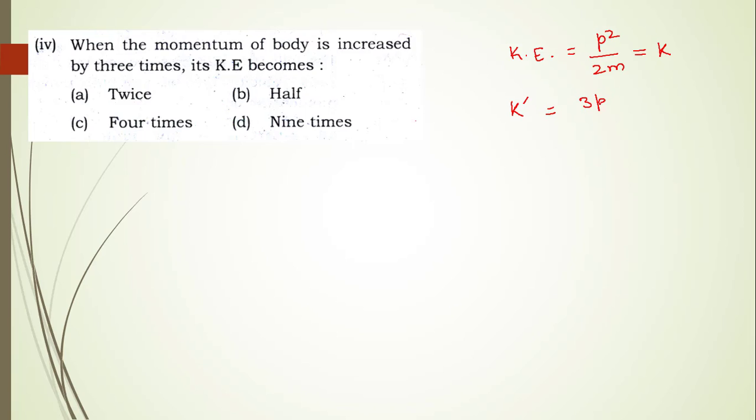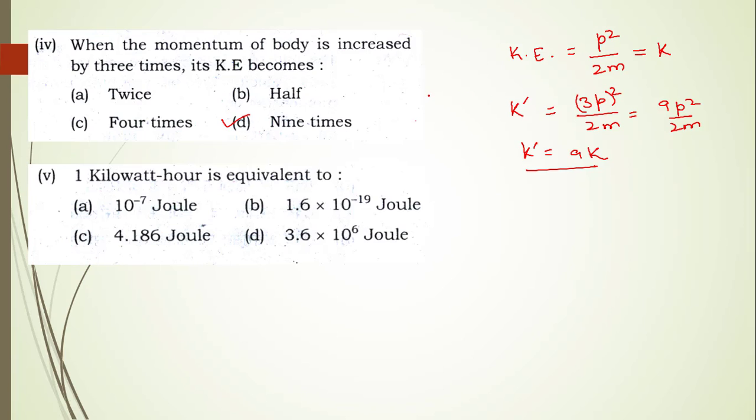So in place of p we write 3p, and square of this divided by 2m. Then we know that 3 square is 9, so 9p square by 2m. So K dash is equal to 9 times K. So kinetic energy becomes 9 times. So 9 times is the correct option. So D is the correct option for this fourth question. Now moving towards the fifth question.